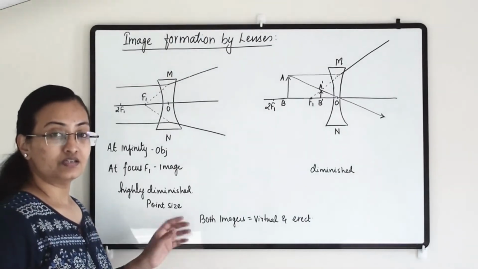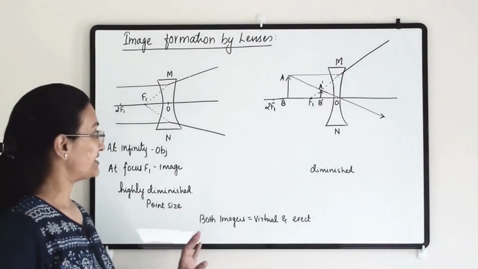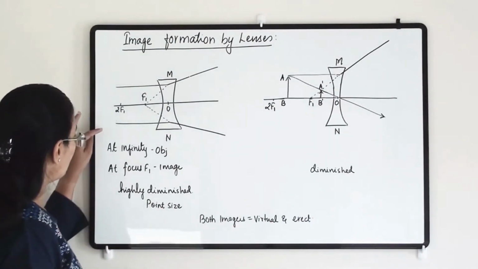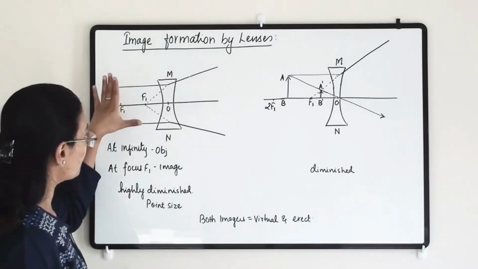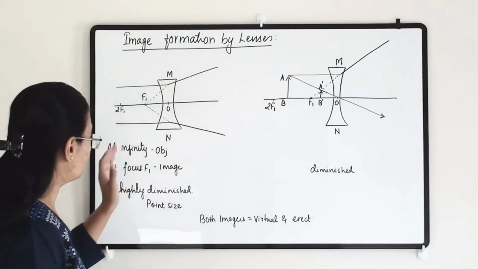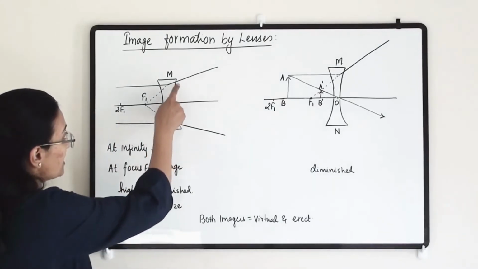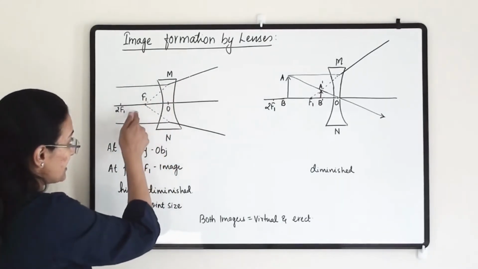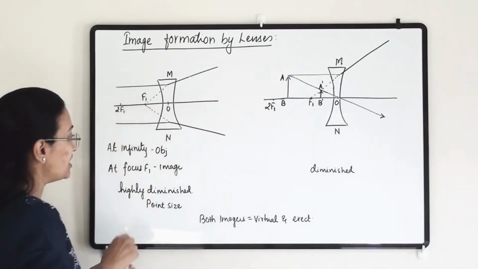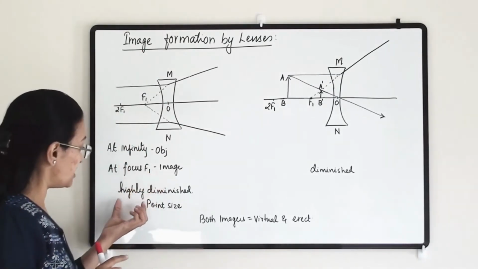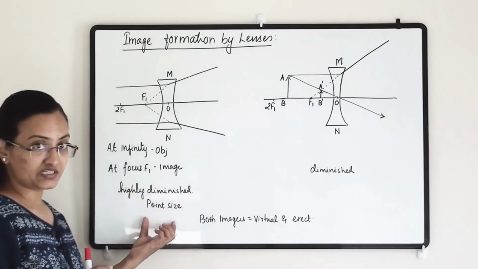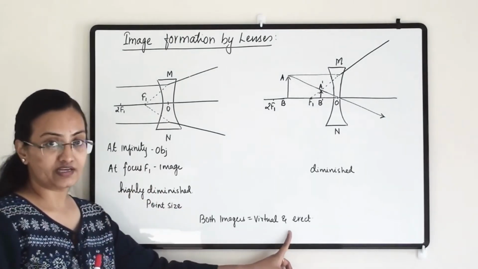Now we are discussing two cases for the concave lens. The first case is when we are keeping the object at infinity and all those rays are falling on the concave lens. When we extend those rays towards the same side, we will get the image at focus point f1. This image is highly diminished and point size, and it will be virtual and erect.